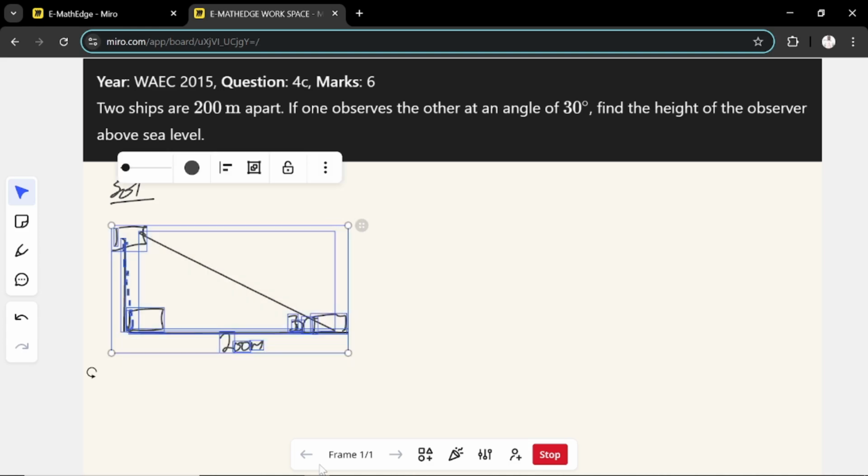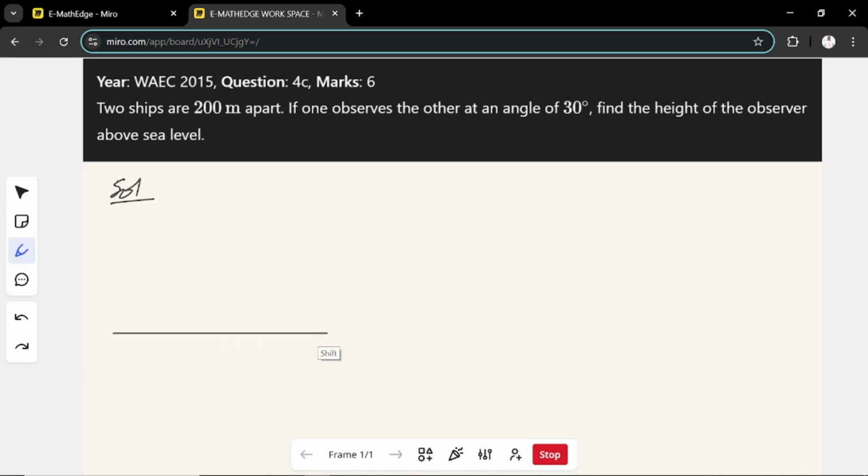So let's go ahead and do away with this angle and have a clearer one to work with. So this is the horizontal line, which is the sea level, right? And we have the first ship to be here, while we have the other one to be here. Mind you, the length between the two ships is 200 meters, right? Now, if the first one goes above the sea level and observes the other one at an angle of 30 degrees, we are to obtain the height of the observer, which is at this point above the sea level.